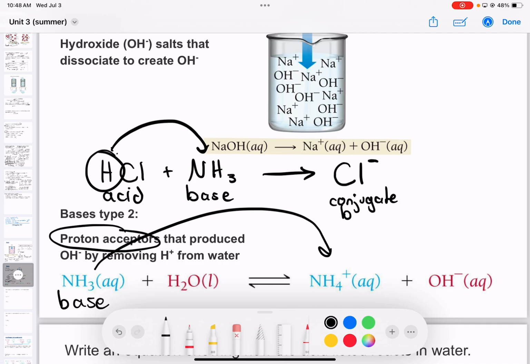Conjugate base is the thing the acid turns into. And then the base turns into one more hydrogen and one more charge unit. Okay, and that's called the conjugate acid.